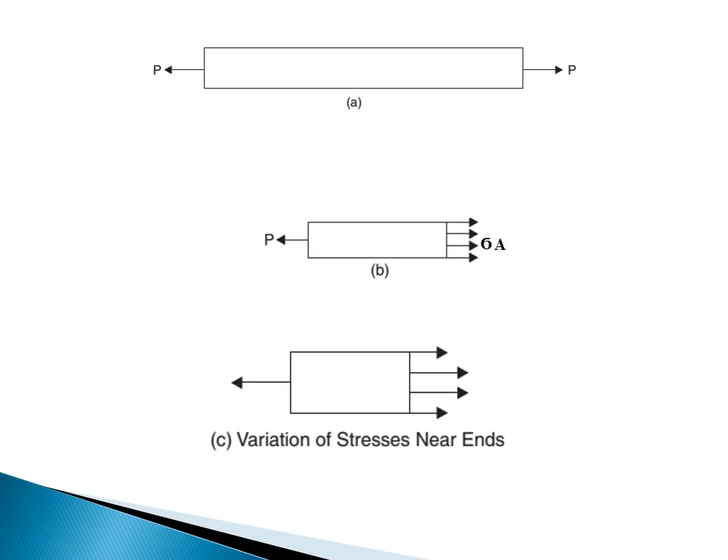Now in this diagram, it is the variation of shear stress near the ends. That means at the two extreme layers, the shear stress will be there. So this is the stress variation of the member at the extreme layer and in the middle layer. And here sigma is called the average stress.